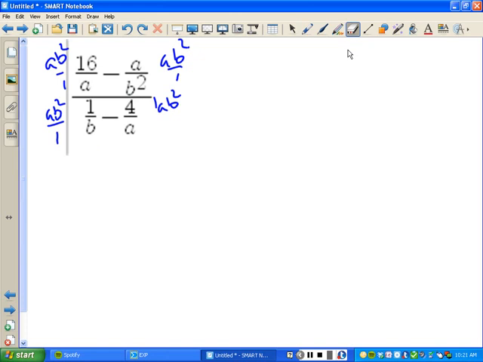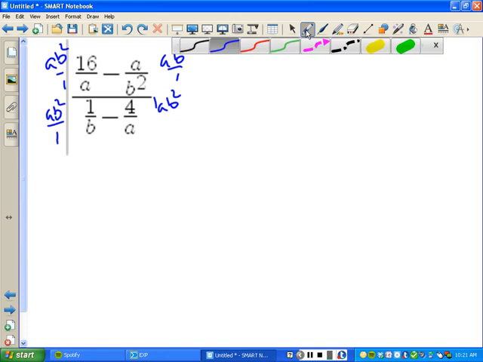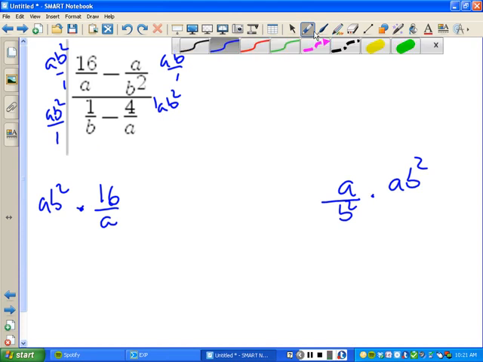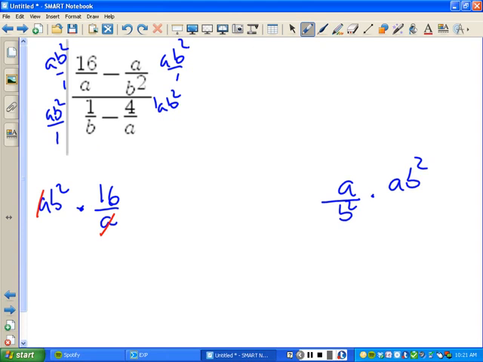Now, when we do this, basically we have four problems we have to work. We have to deal with 16 over A times AB squared, and A over B squared times AB squared. So let's just deal with those two for right now. 16 over A times AB squared, what do you get? You get 16 b squared.